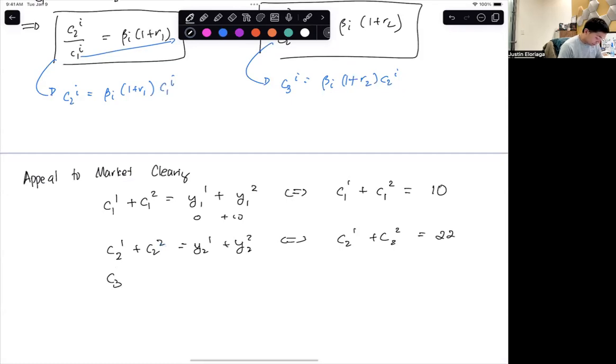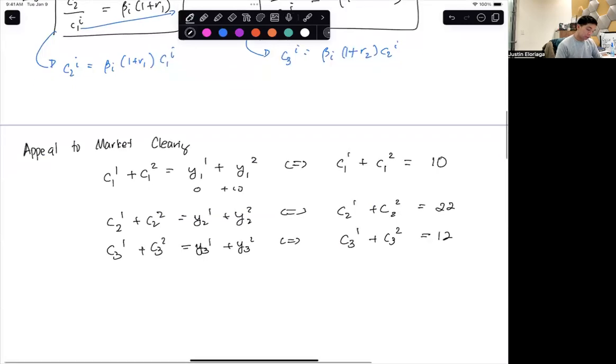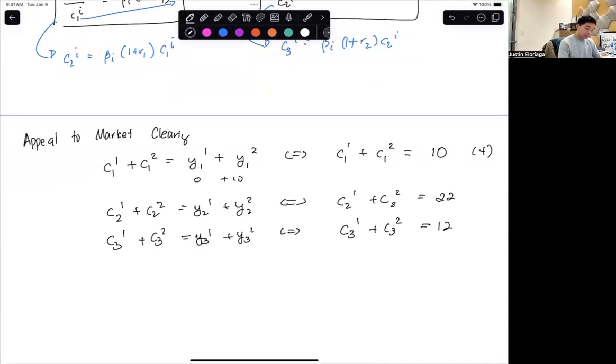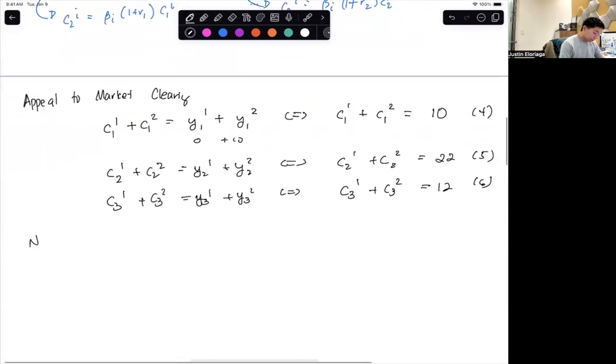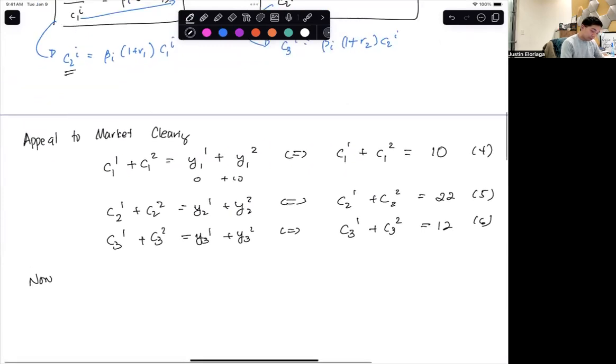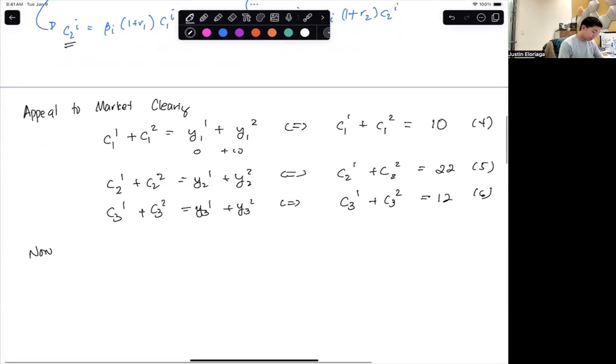Lastly, C31 plus C32 is equal to Y31 plus Y32. This implies that it's going to be equal to, again, not knowing the C's, I'm going to make this equal to 12. So I have the three market clearing conditions. I'll label these 4, 5, and then 6. Now, notice we have C2 and we have C3. Now let me use C2. Let me use 5.